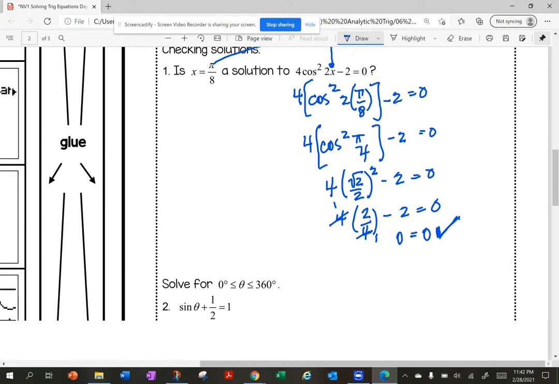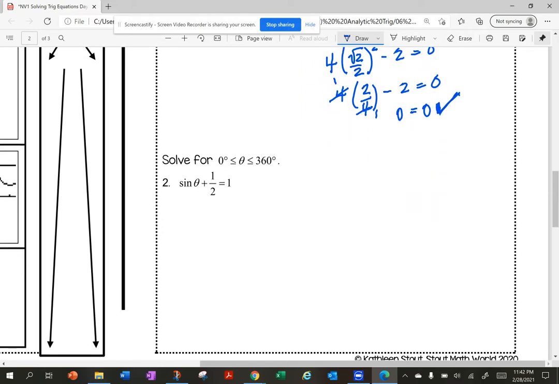All right, so solve for the angle theta between 0 and 360 degrees. So I'm trying to solve for the variable, and the variable is always the angle. Since it is saying between 0 and 360, I know my mode on my calculator is going to be in degrees, or my answers will be in degrees.